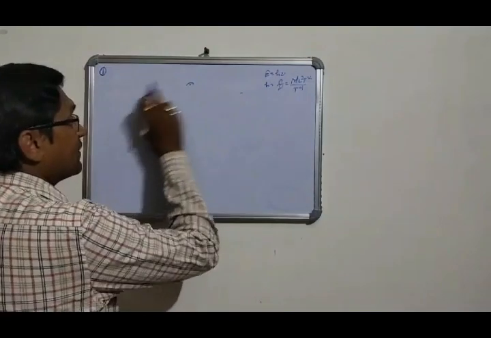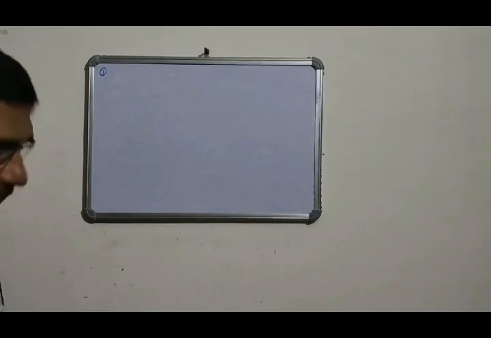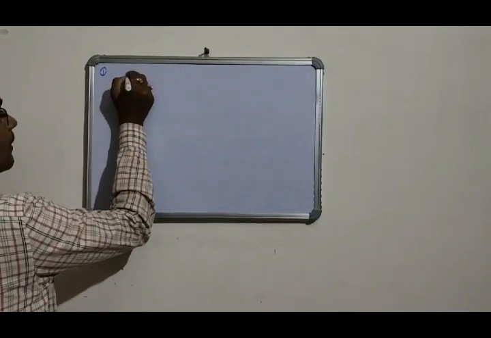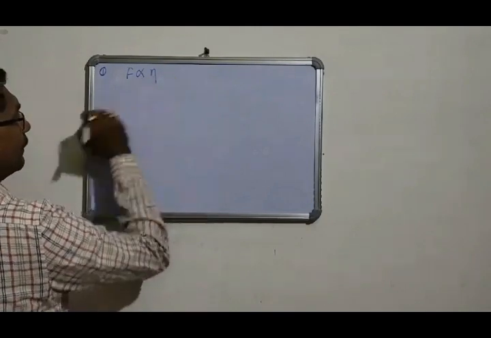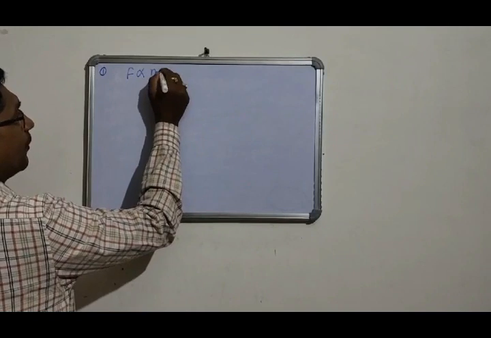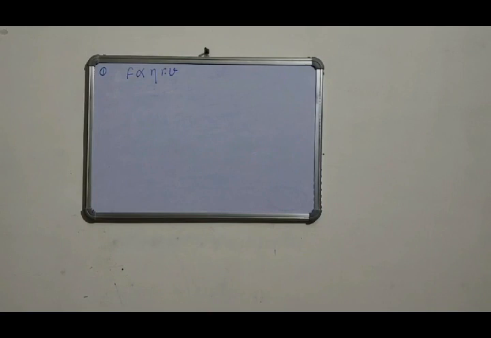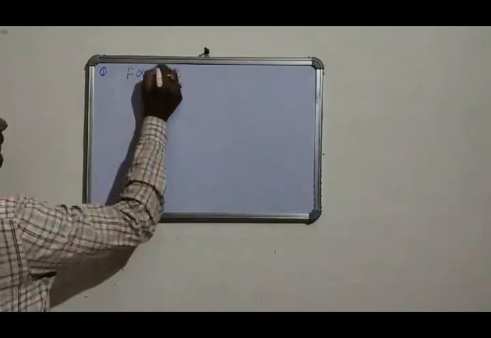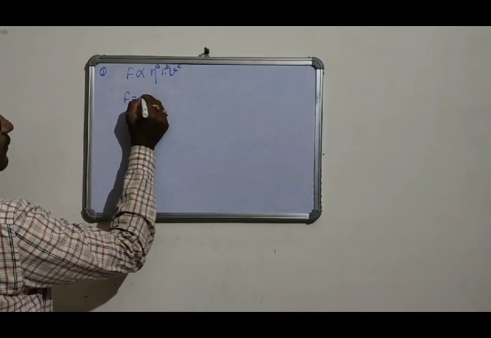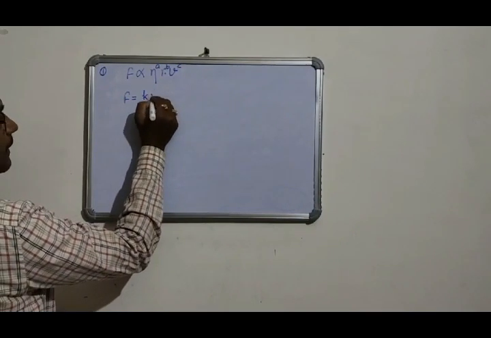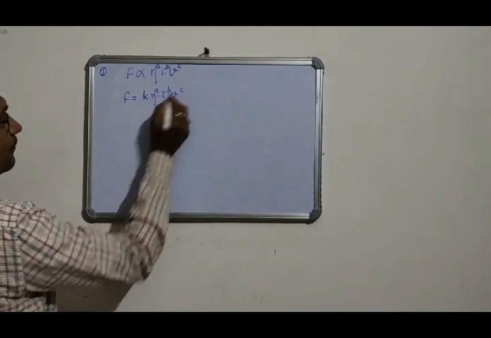If the viscous force F depends on the coefficient of viscosity, the radius of the ball or sphere, and the terminal velocity of the object, with powers a, b and c, then F equals K eta^a r^b v^c, where K is a constant.